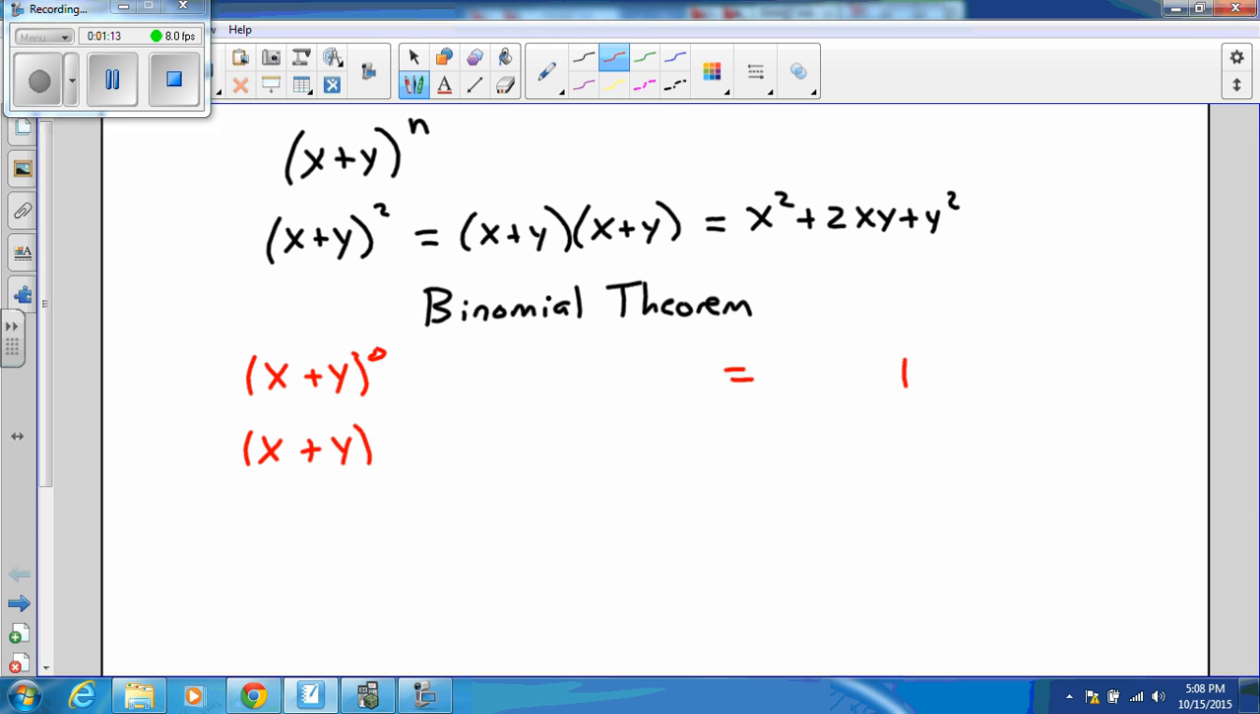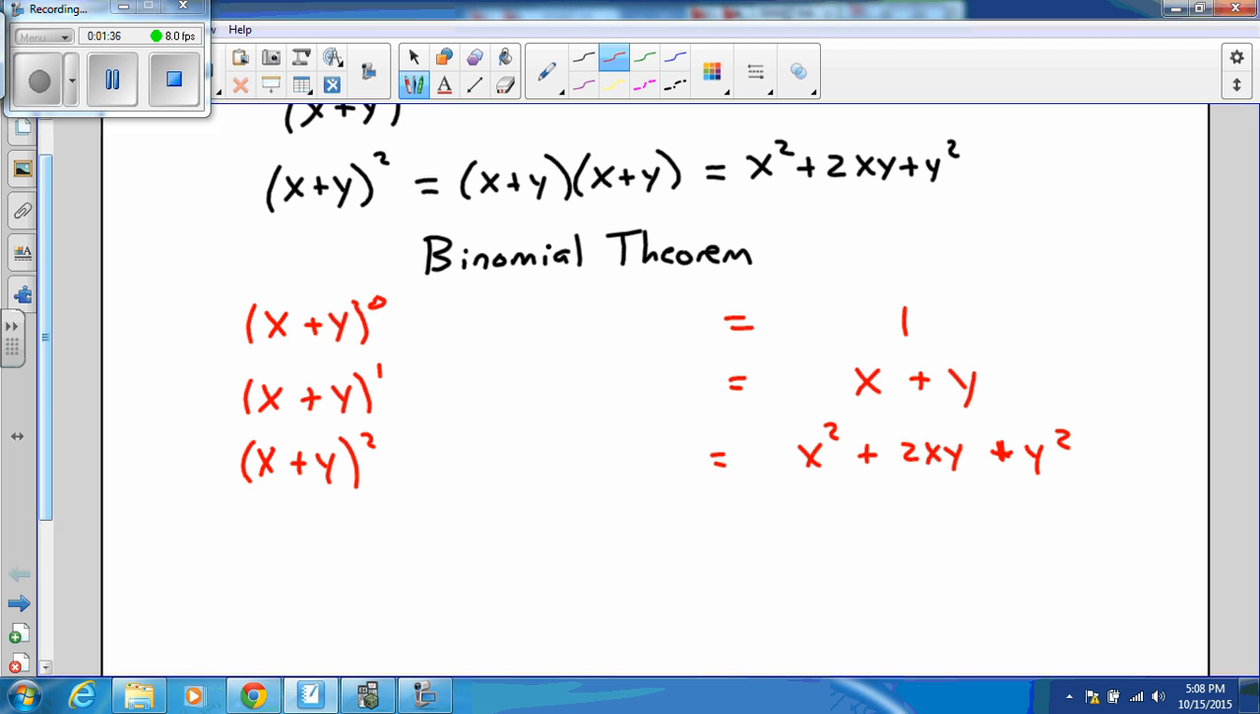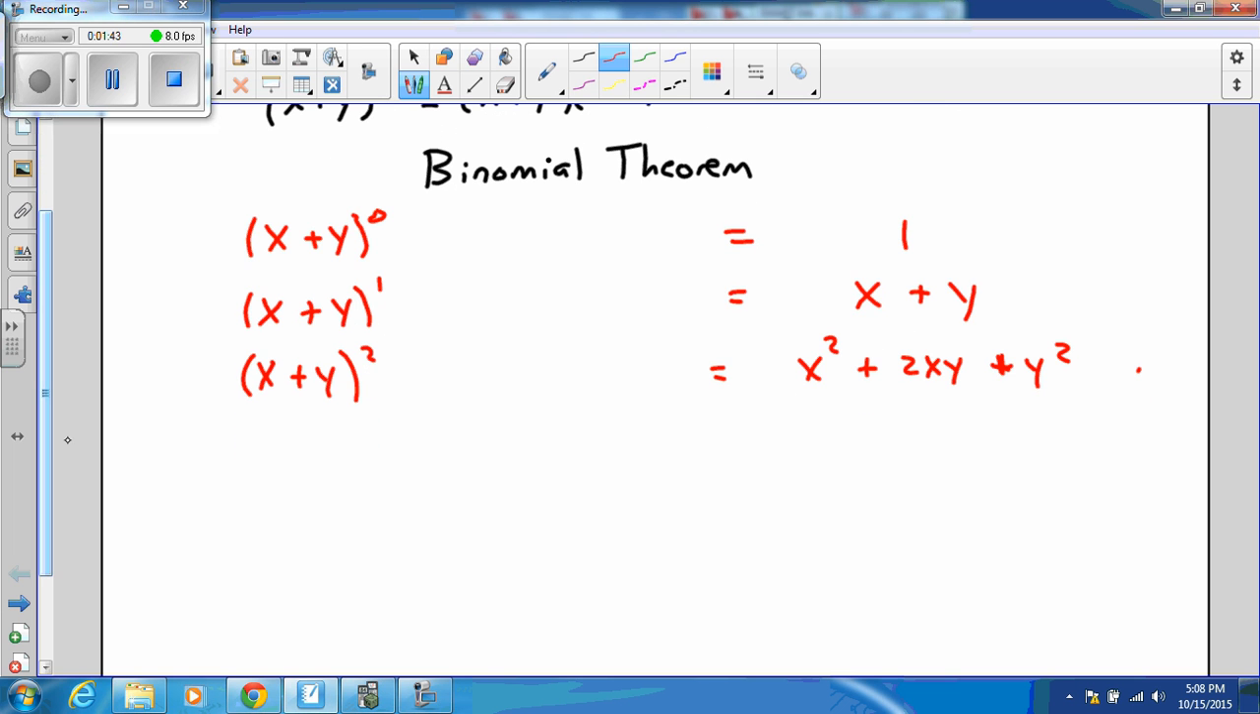If I have x plus y to the first, then anything to the first power is itself, so I get x plus y. And we already saw that x plus y squared is equal to x squared plus 2xy plus y squared. You may have noticed that I'm writing these results on the right side over here in a triangle format, but there's a reason for that. Keep watching what happens in the triangle. Now things get interesting.